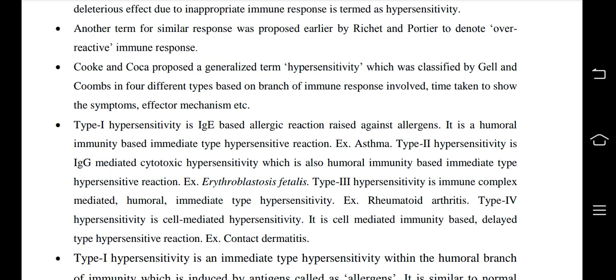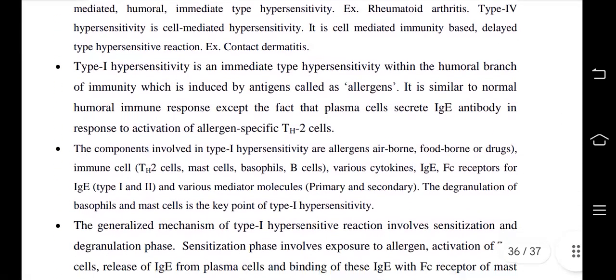Type 2 hypersensitivity is antibody mediated cytotoxic hypersensitivity, which is also a humoral immunity based immediate type of hypersensitive reaction, for example erythroblastosis fetalis. Type 3 hypersensitivity is an immune complex mediated humoral immediate type of hypersensitivity, for example rheumatoid arthritis. Then type 4 hypersensitivity is cell-mediated, not humoral. It is a cell-mediated immunity based delayed type of hypersensitive reaction, for example contact dermatitis.